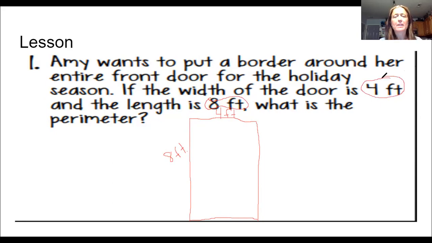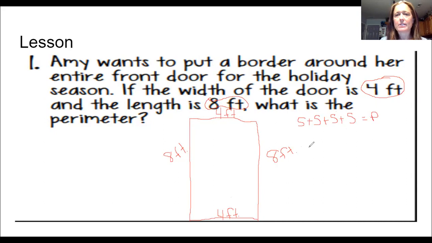Okay, now in a rectangle, if you remember the attributes of a rectangle, opposite sides are equal. So if this side's 8 feet, then this side is 8 feet, right? And if this side is 4 feet, this side is 4 feet. Now, the only thing I have left to do in order to find the perimeter is to add side plus side plus side plus side. Remember, this is the formula or equation to find out the perimeter.